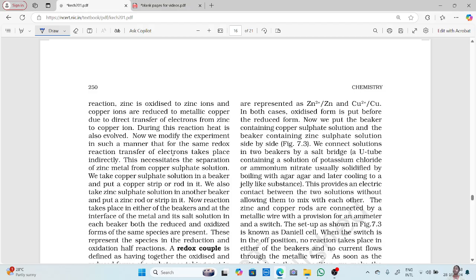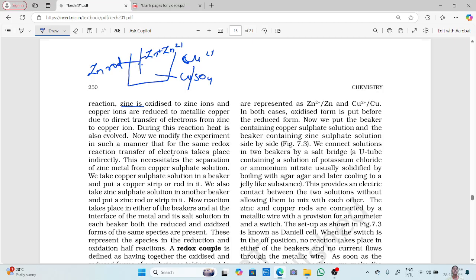In this experiment, you have taken a beaker and dipped a zinc rod into copper sulfate solution, CuSO4. Now, copper sulfate dissociates to give you Cu2+ ions. Now, what happens when you start the process is that in the zinc rod, zinc is oxidized to zinc ion, Zn to Zn2+.